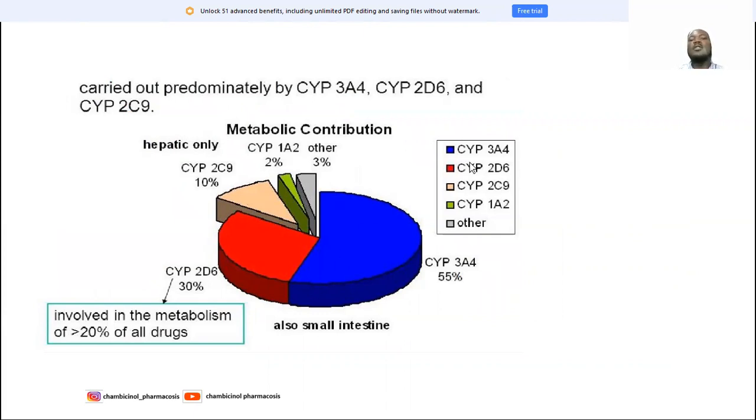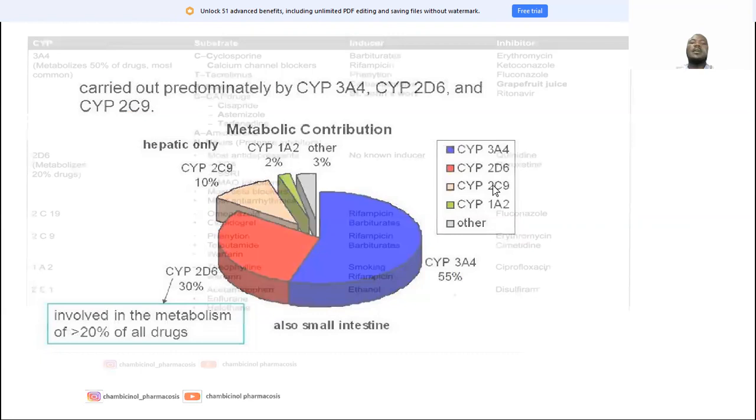Mostly about 55% of the drugs are metabolized by the cytochrome 3A4 isoenzyme. Also about 30% is metabolized by cytochrome 2D6, about 10% is metabolized by cytochrome 2C9, 2% of the drug is metabolized by the CYP1A2 enzyme, and 3% is metabolized by the other isoenzymes in the cytochrome P450 enzymes. And this metabolism takes place in the liver. Also, it can take place in the small intestine.